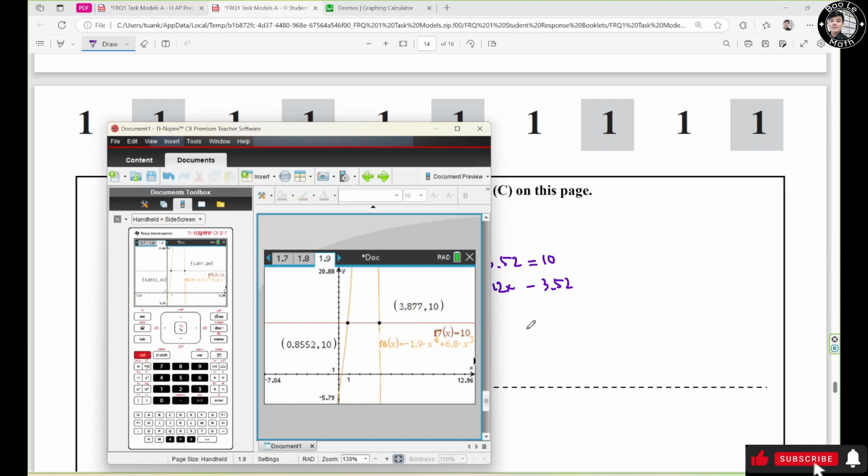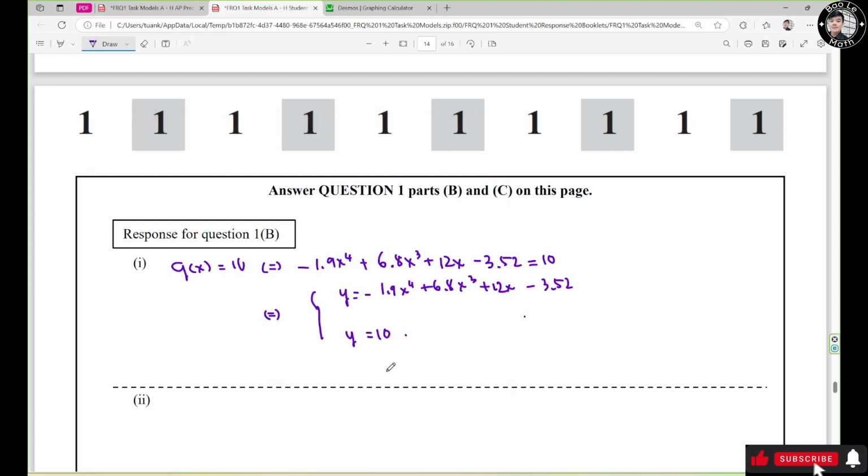So you have two solutions, 0.855 and 3.877. So s equals 0.855 and s equals 3.877.